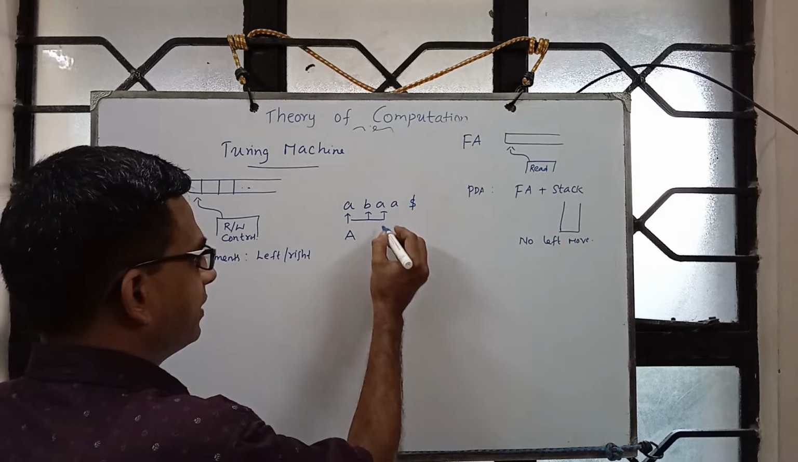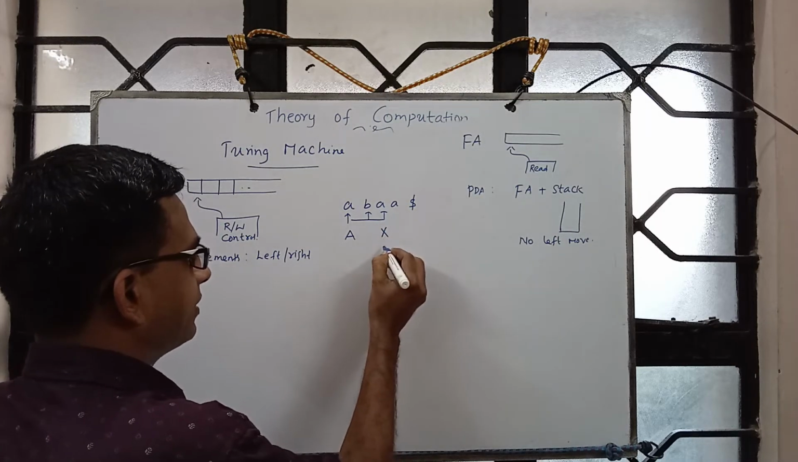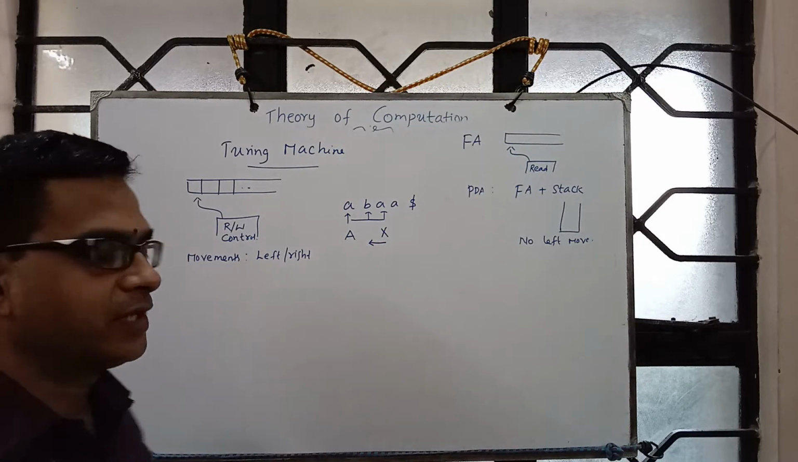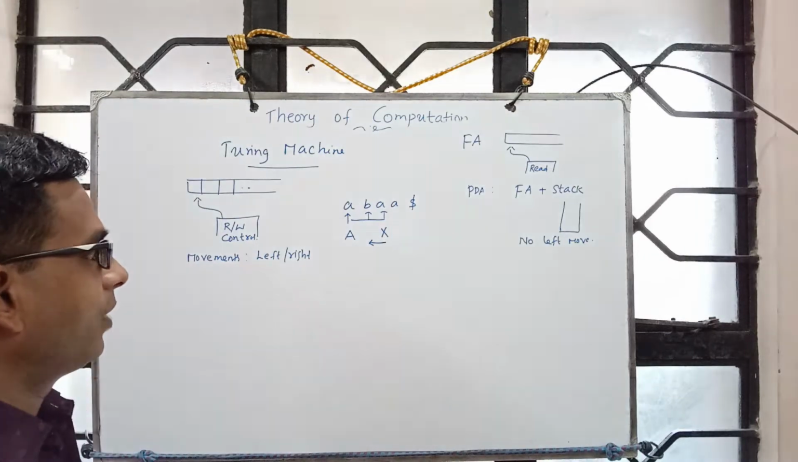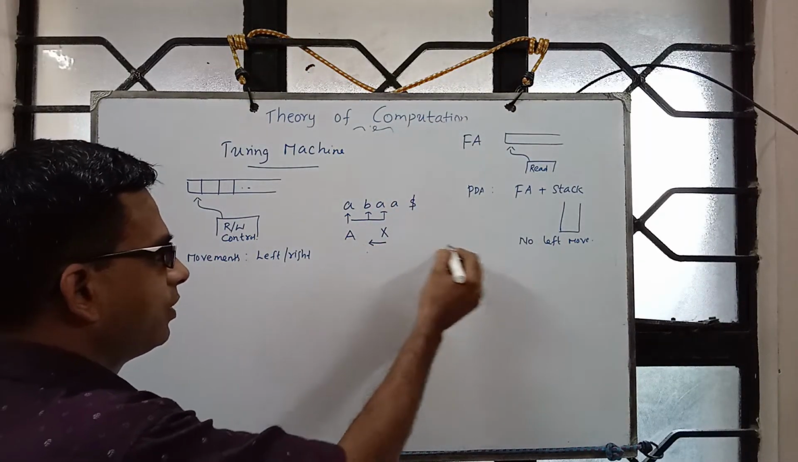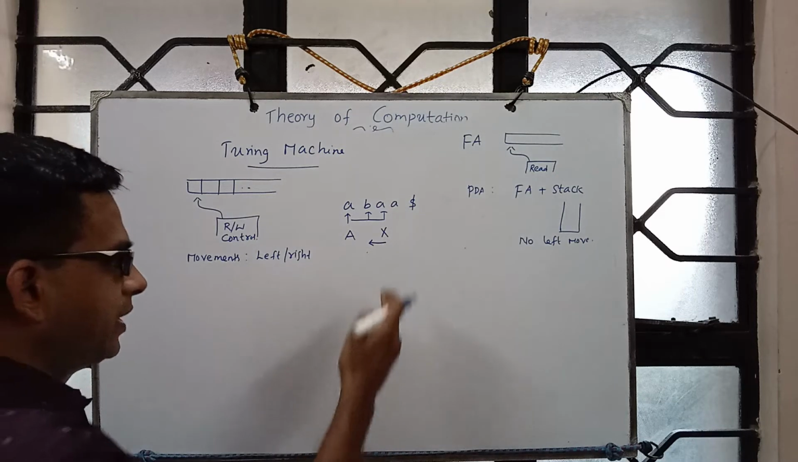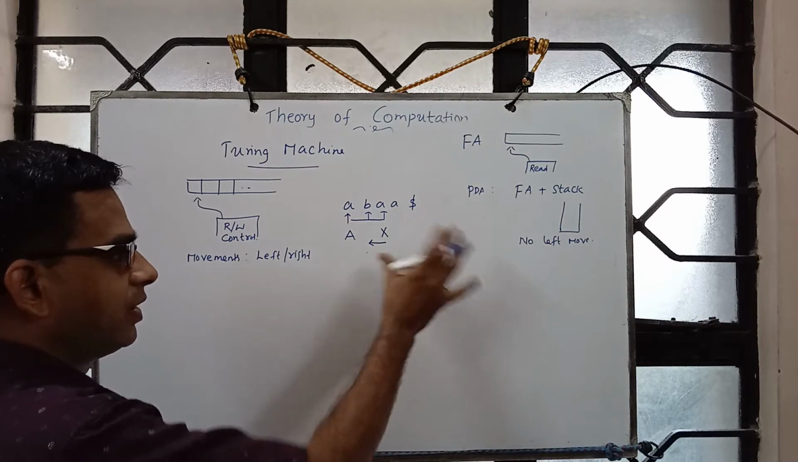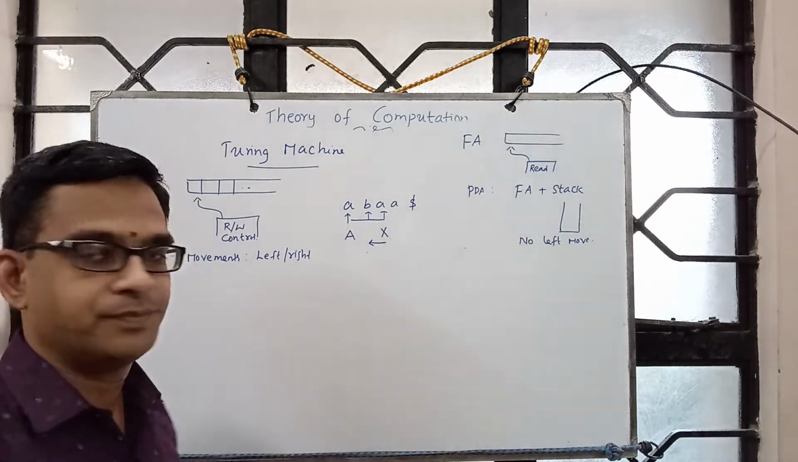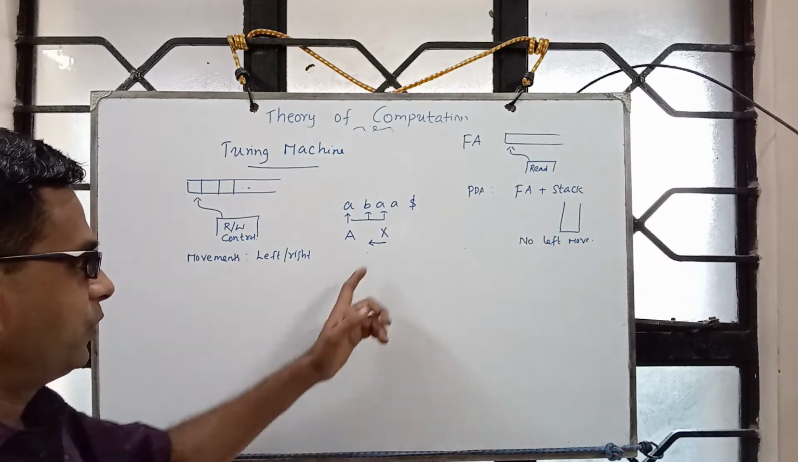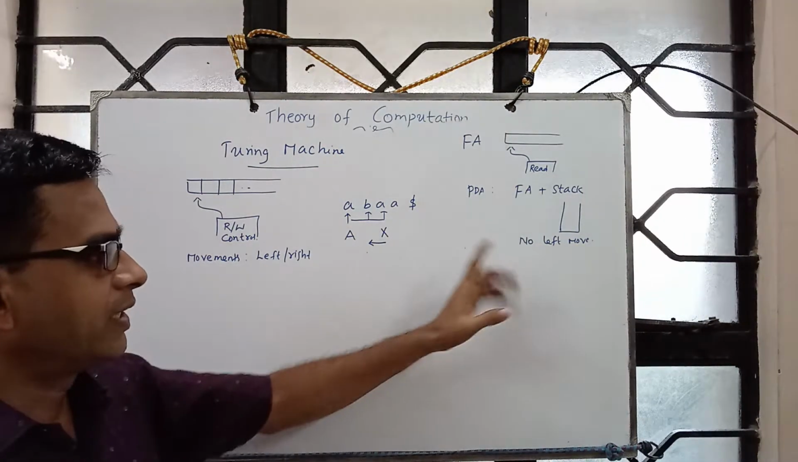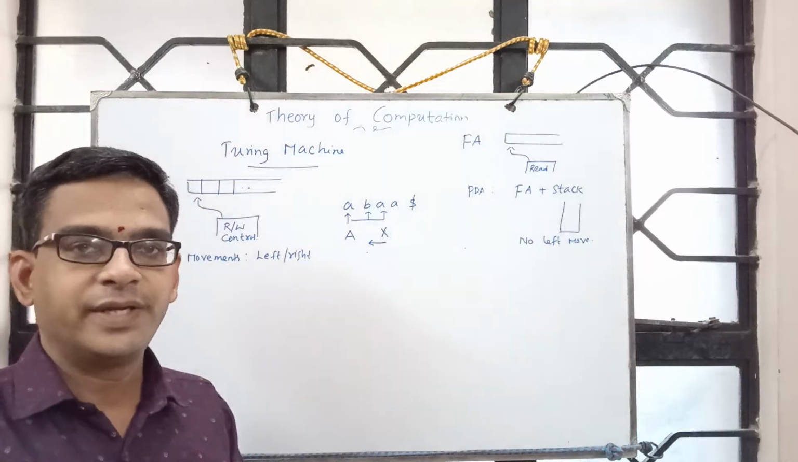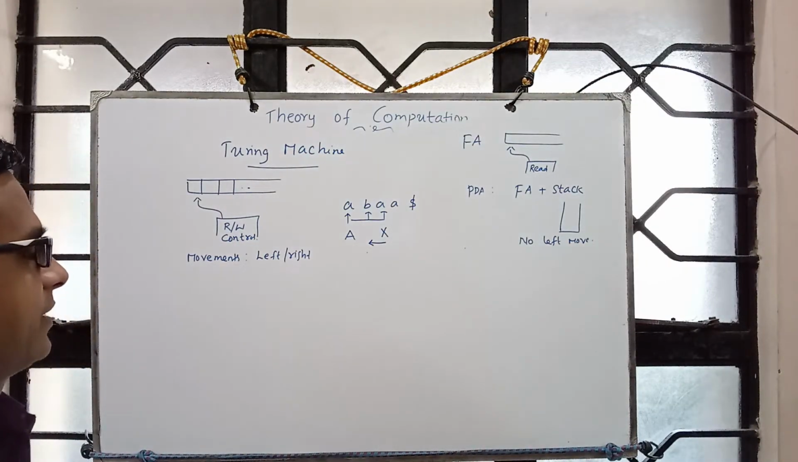So which means after reading this, I may change this to say X, then move left, and then read B and take some other call. Fine. But it cannot jump. It cannot jump from here to this in one move. But of course, if the jump has got k cells, it can move one cell at a time until it reaches this position. But there is no direct jump from one location to another location. It is always one cell movement. It can move both in the left direction as well as in the right direction.